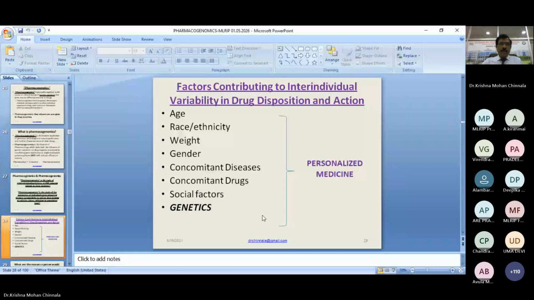Age, race, weight, gender, concomitant diseases, concomitant drugs, social factors. Last but not least, and important one is genetics. So these are main contributions for your personalized medicine. We have to consider all these factors, including genetics, while thinking about personalized medicine.